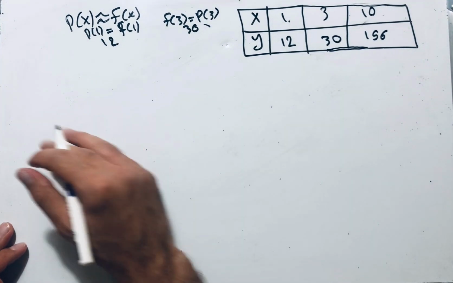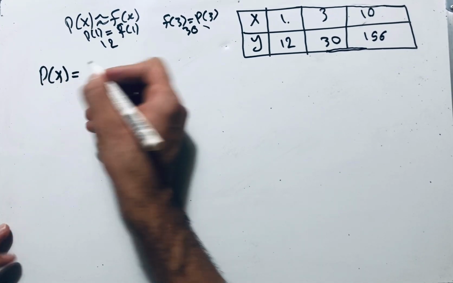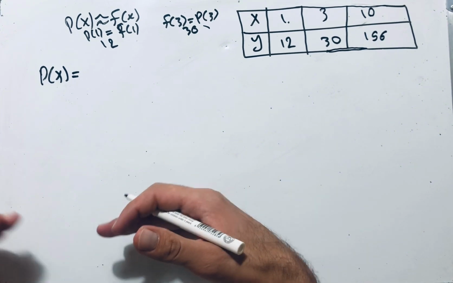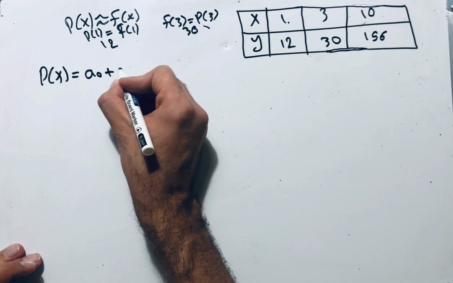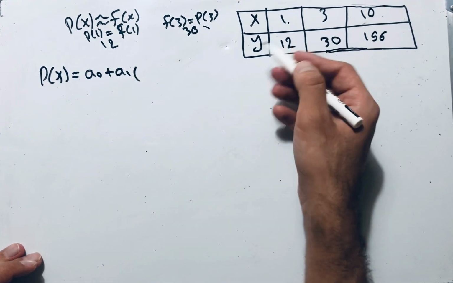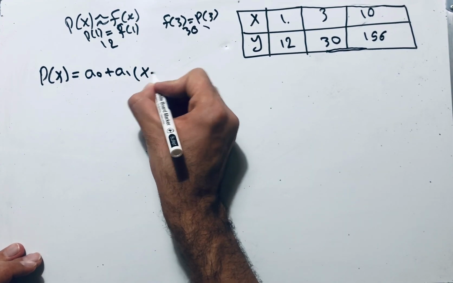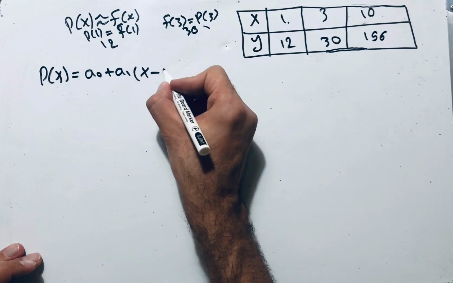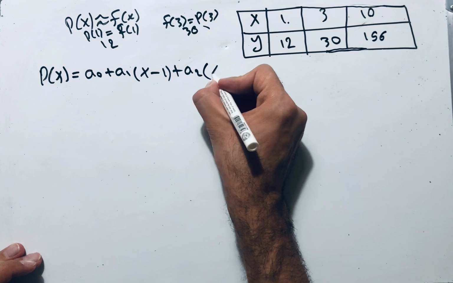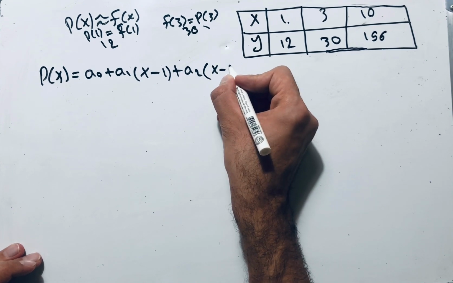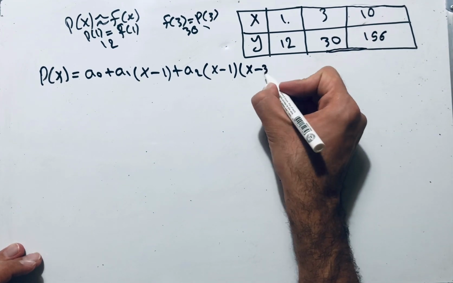Now, since that's clear, p of x is going to be constructed in the following way. We're going to use a constant, a0, plus a1, and then you start subtracting the values of x from the variable itself. So x minus x0, which is the first value. And then a2, with the same bracket, x minus x0, which is just 1 here, and then x minus the next value of x, so 3.